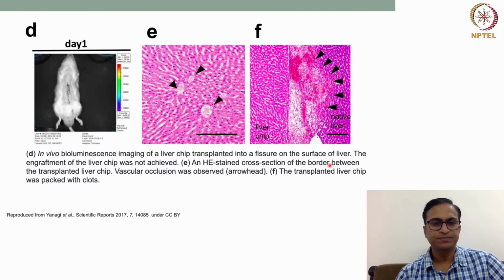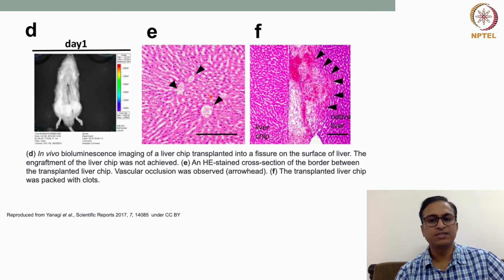upon days. Again, at the end they have shown the bioluminescence imaging of the liver chip on the transparent fat surface. Here you can see that the transplanted liver tissue can be integrated, but in a certain liver chip, this is the liver chip and this is the native liver, where this part was necrosed by ultrasonication burn, you can clearly see vascular occlusion was observed here.